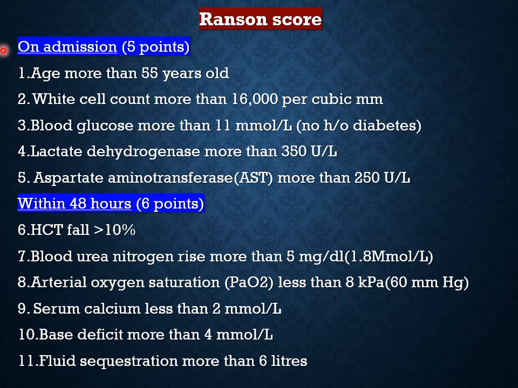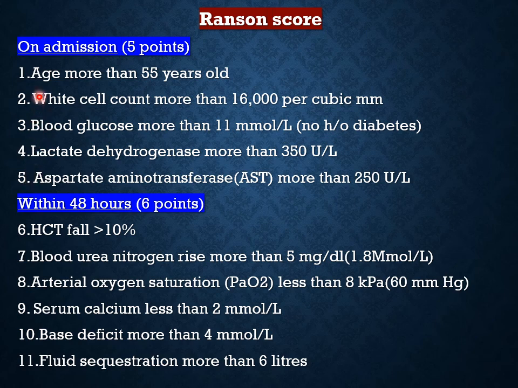Next, we come to the assessment of the patient. One of the scoring systems that we use to determine the severity is called the Ranson score. The Ranson score is the number of factors or parameters that are taken into consideration on admission and within the first 48 hours of admission. The factors on admission: age more than 55 years old, white cell count more than 16,000 per cubic millimeter, blood glucose more than 11 millimoles per liter with no history of diabetes mellitus, lactate dehydrogenase more than 350 units per liter, and aspartate aminotransferase or AST more than 250 units per liter. So these are the five parameters that you assess during admission.